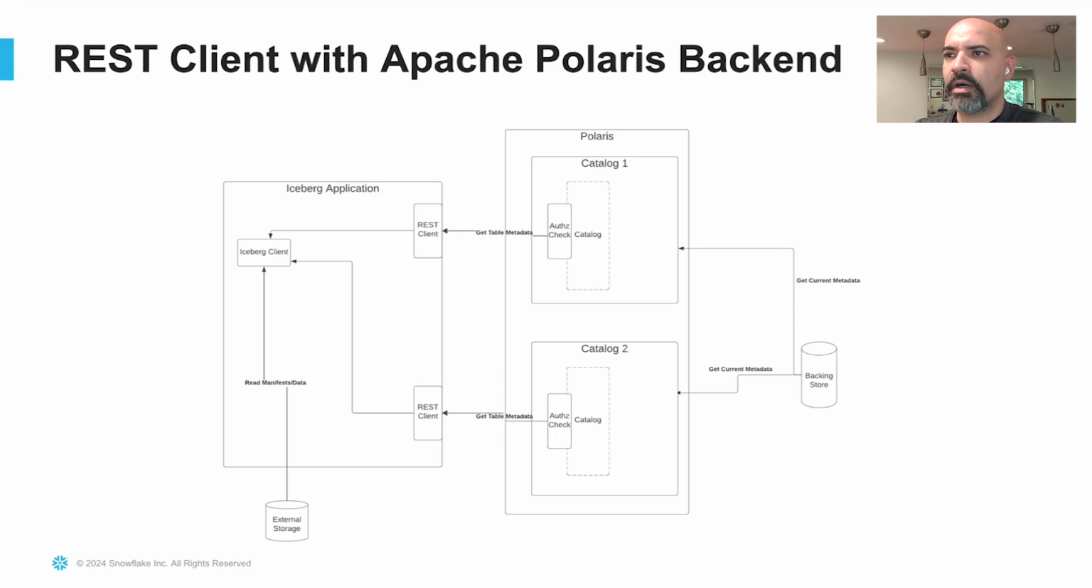So if I make a call to get table metadata, it's going to check, based on my active principal role, which tables I have access to, and whether I have read access to the table I'm trying to get metadata for. And assuming I have access to that table, it'll go ahead and fetch the metadata for the table and return it to me so I can go ahead and access the manifests and data from storage.